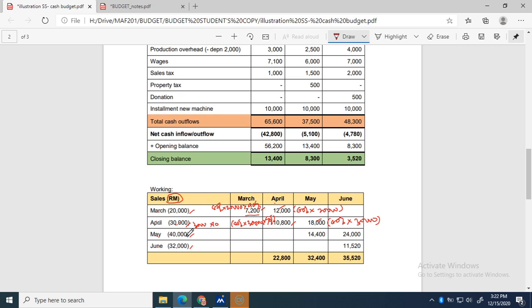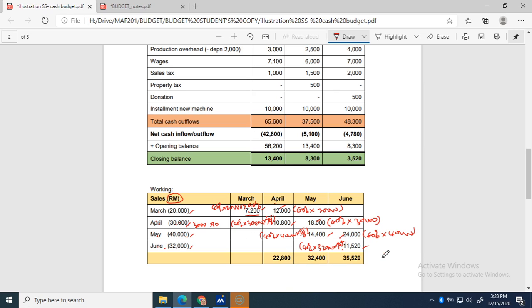Okay, in May, 40,000 sales. To be collected in May is 40% times 40,000 times 90%, so 14,400. The balance will be 60% times 40,000, you get 24,000. For June, to be collected in June is 40% times 32,000 times 90%. So you get 11,520. Another 60% will be collected in July.